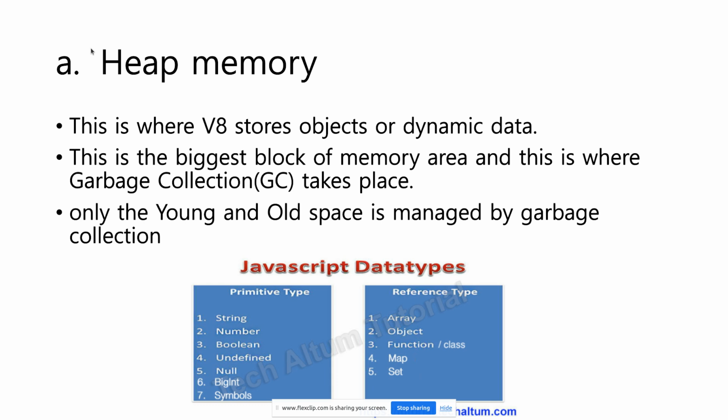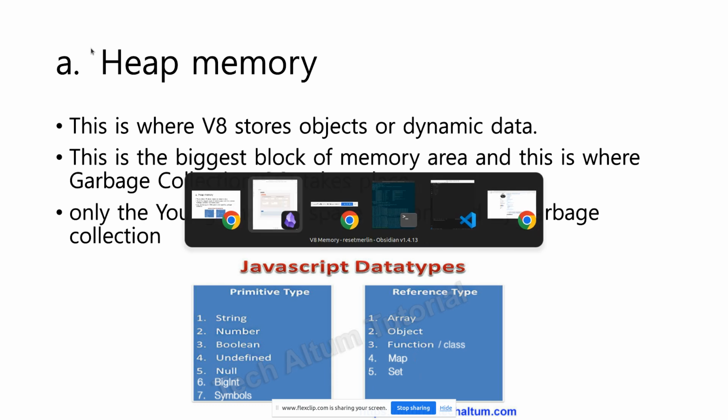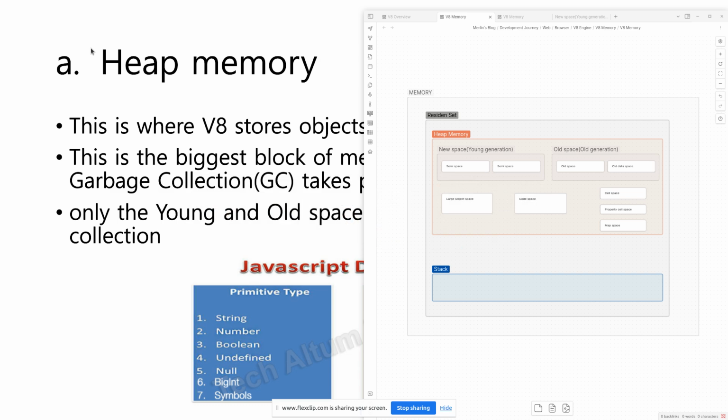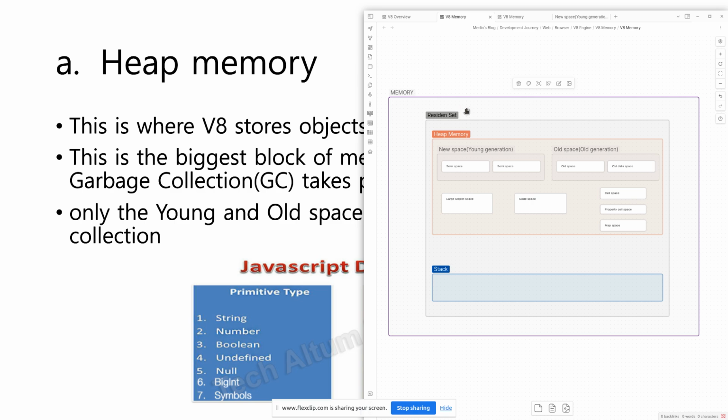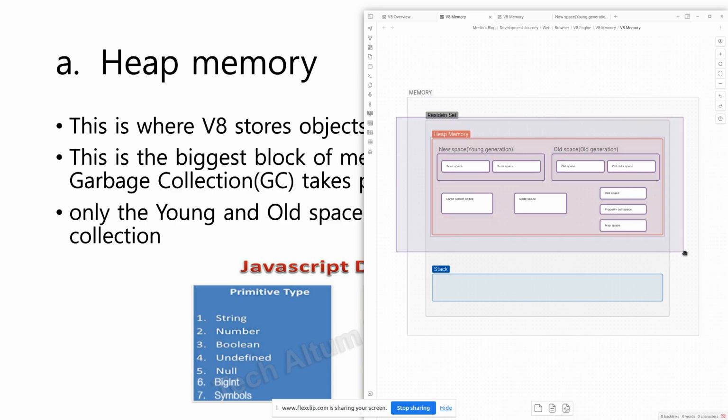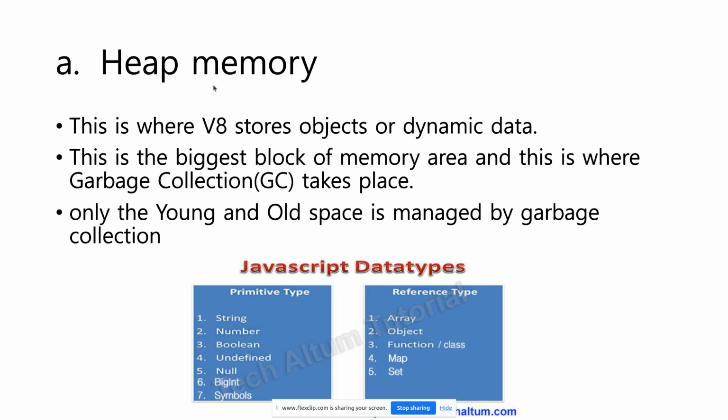So we just talk about the structure of the V8 engine, right? Inside the V8 engine there's the resident set, and inside the resident set there's heap memory and stack. We're going to go with heap memory first and talk about what's inside there. Heap memory is where the V8 engine stores objects or dynamic data. This is the biggest block of memory, and this is where the garbage collector takes place. Only the young and old space is managed by the garbage collector.